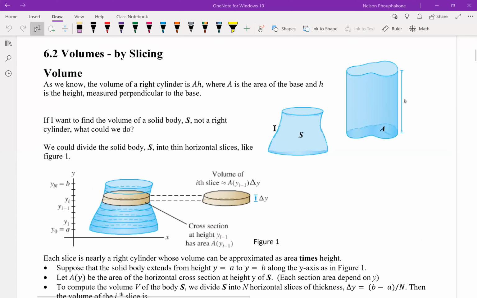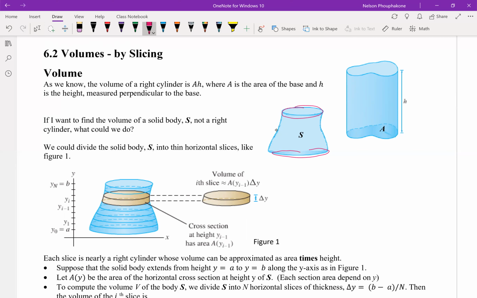However, you will see that for most solids, if you look at the base area, the bottom and the top have different areas. How do we actually find the volume of a solid then?